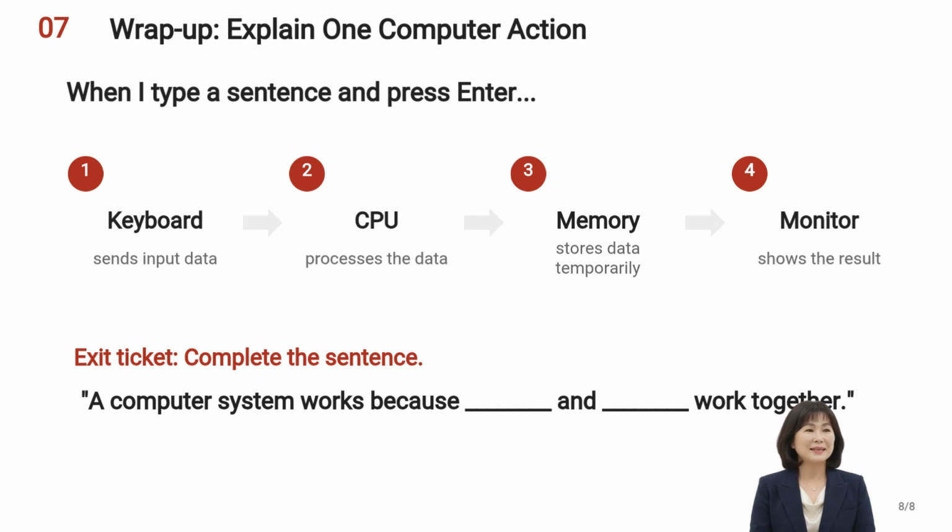Now, please complete the exit ticket sentence. A computer system works because blank and blank work together. The answer is hardware and software. Excellent. Today we learned the main components of a computer system, the role of the CPU, the difference between RAM and secondary storage, input and output devices, and two types of software.